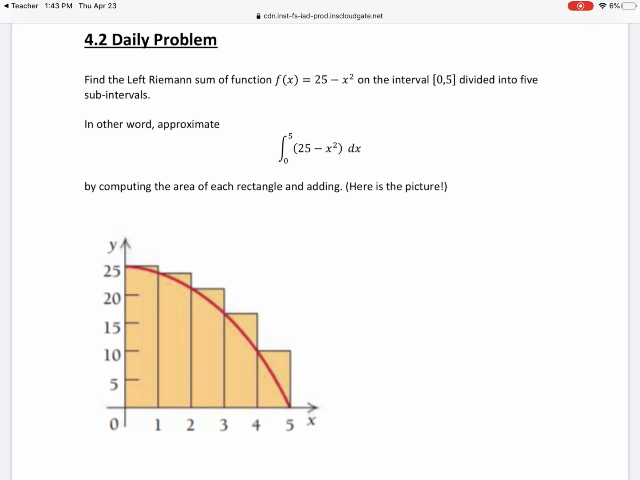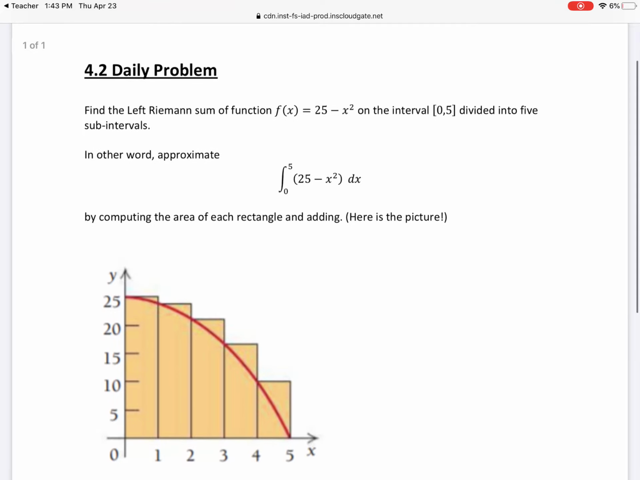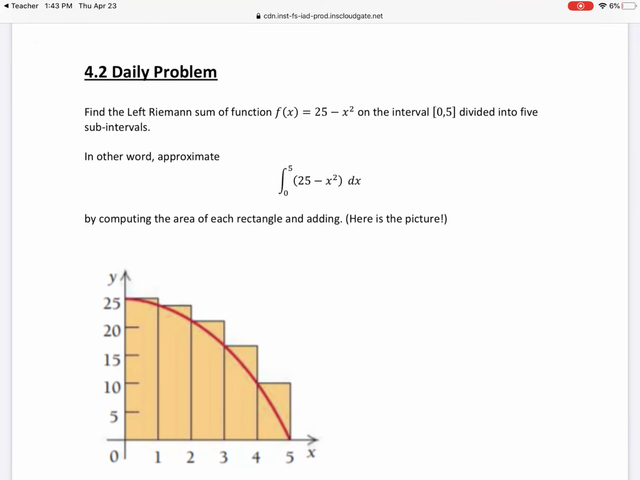I got the picture there for you. Again, it's a decreasing function. I don't want to assume that it's a perfect circle, so don't try to use the area of a circle here. Use the Riemann sum method. Find the area of these 5 rectangles and then add them all together, okay?